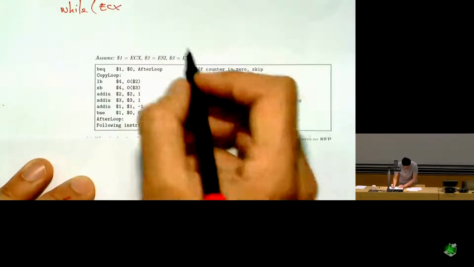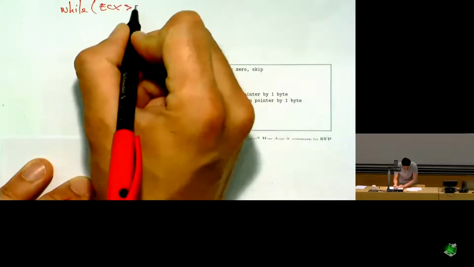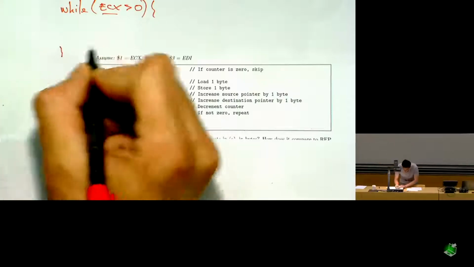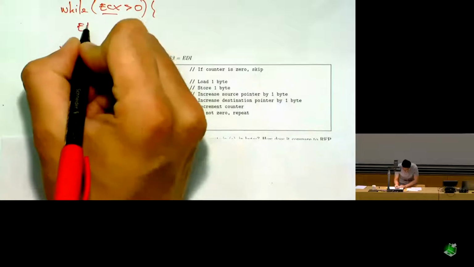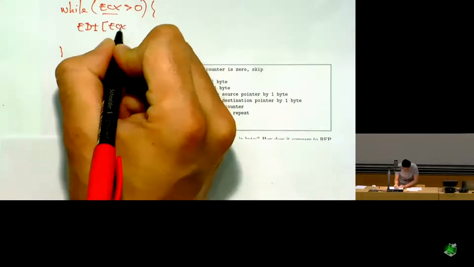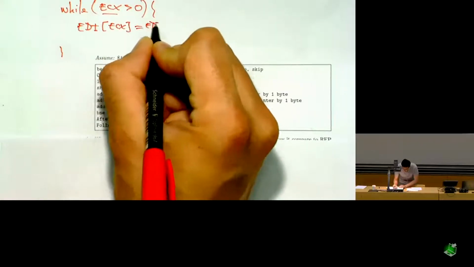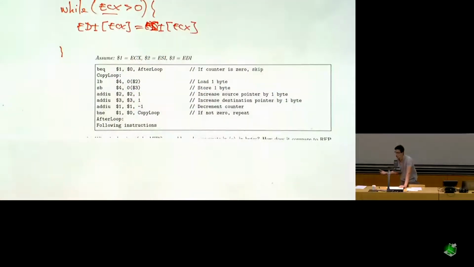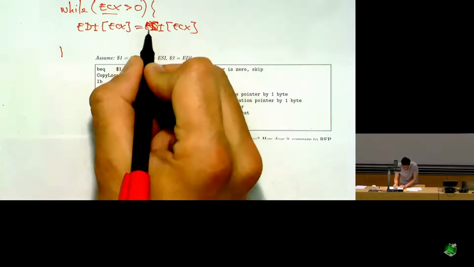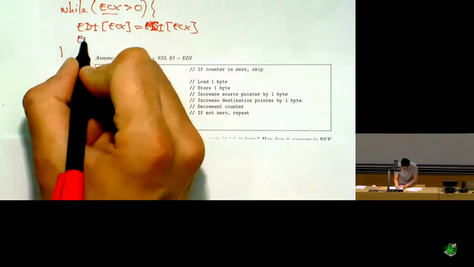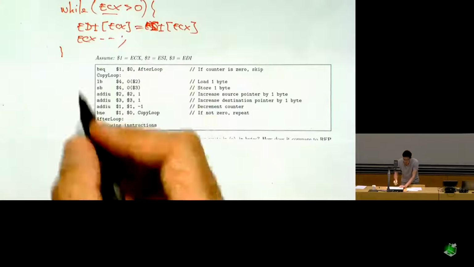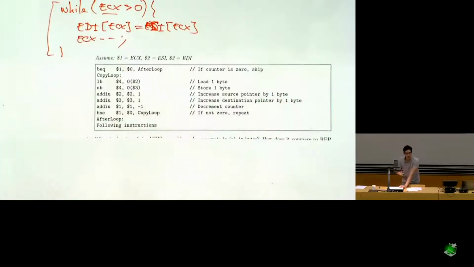While ECX greater than 0, because ECX is the counter, where we have the total number of bytes that we need to copy, and this would be something like EDI[ECX] equal ESI[ECX]. This ECX would be like our counter and also index to these arrays, ESI and EDI, and after every iteration we decrement. So this would be the high-level language code to implement this rep movsb.